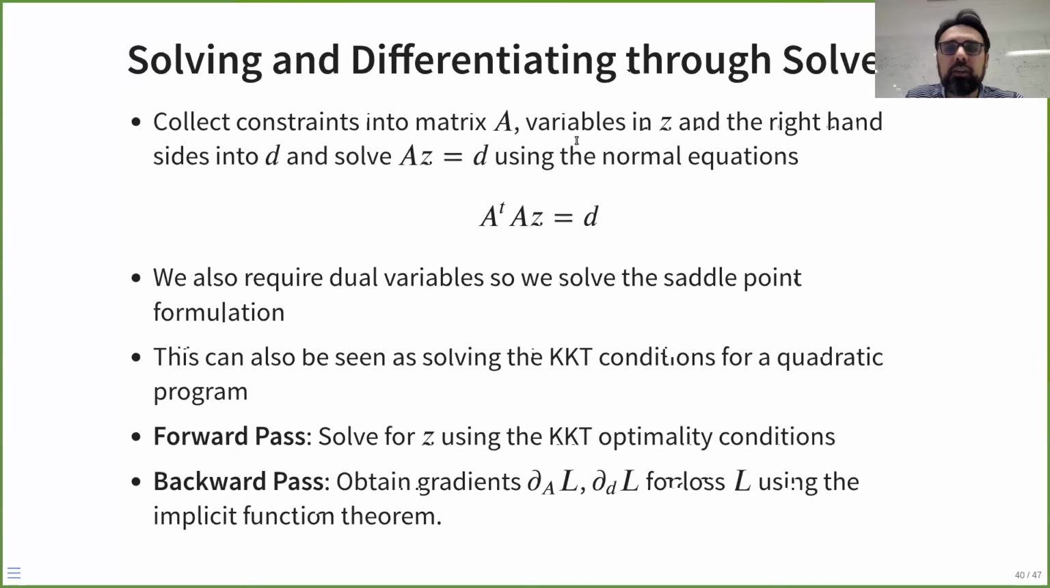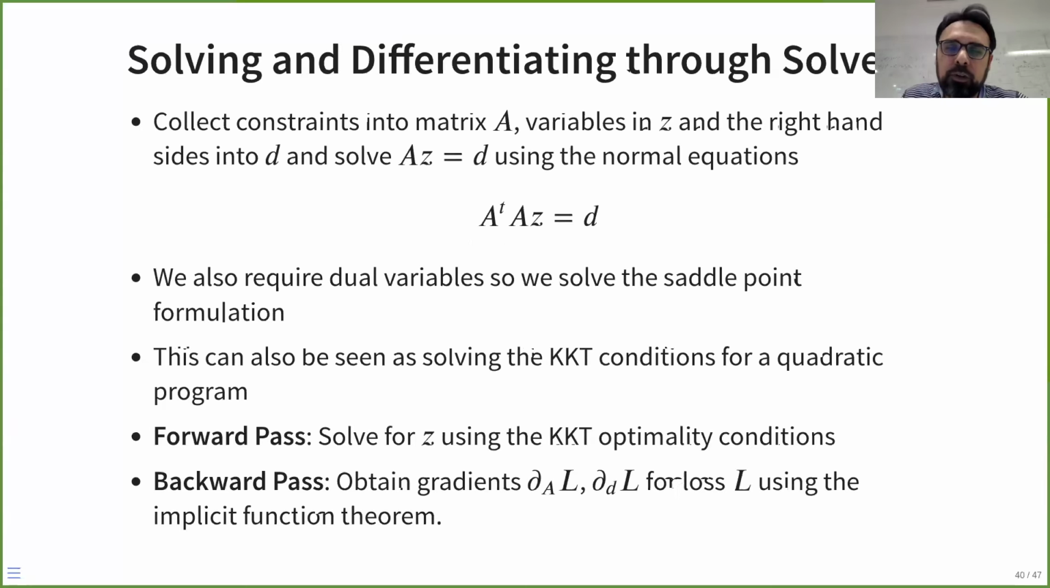So you get a constraint optimization problem, and then what you do is collect the constraints into a matrix A, the variables into Z, and the right-hand side into D, and you want to solve AZ equals D. So this is a rectangular system. So you can solve the normal equations. So you can use least squares to solve these equations.